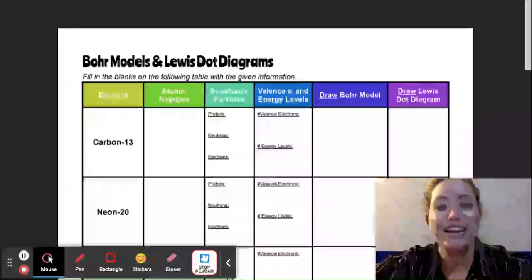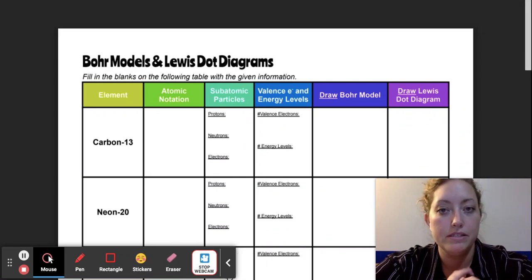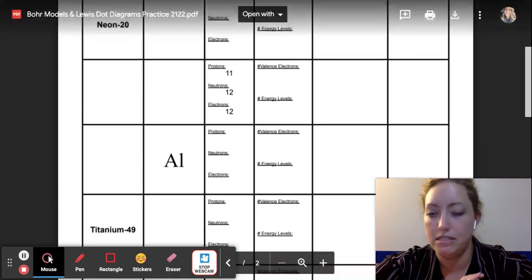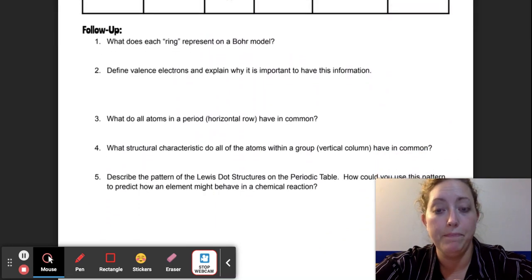Okay. Very last one. So Bohr models and Lewis dot diagrams, that's what this worksheet is about. And it is 6, 7, 8. It's 8 of these that you're going to be drawing, and then the follow-up.